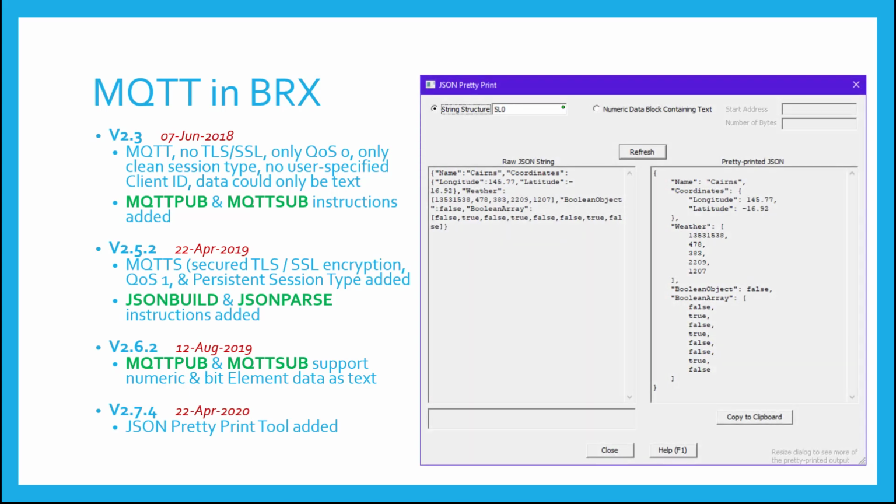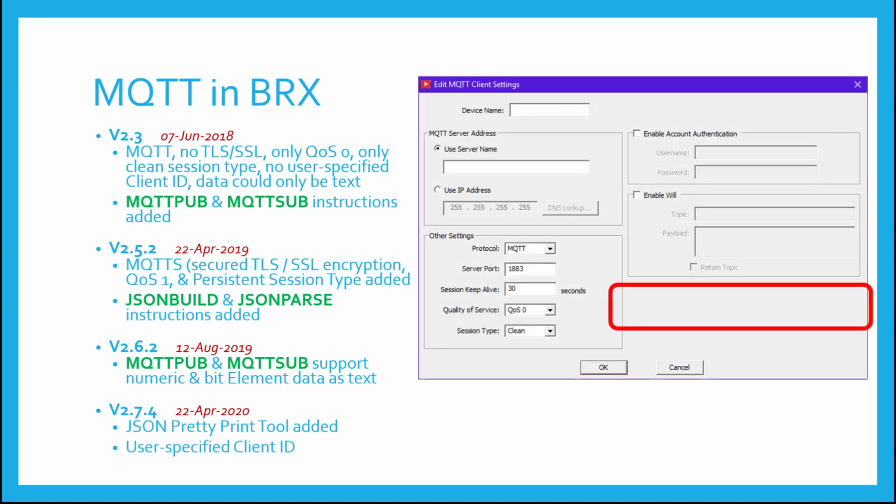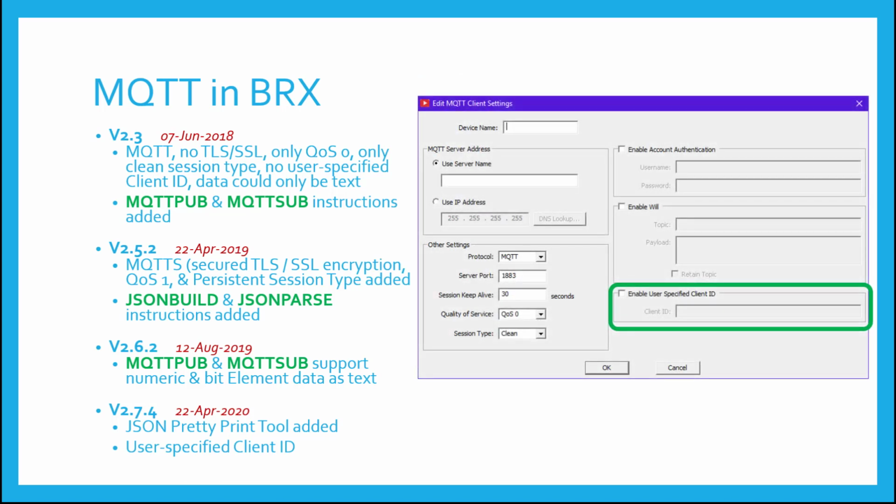This added a tool for viewing JSON data in a pretty format. JSON data comes back in a single string, yet it can have many nested topics or objects. Viewing it as a single string is very difficult. The new tool allows you to view the JSON data string in such a way that it's easy to view and to pick out what you're interested in. Also, the client ID that in previous versions was generated automatically by Do More was now allowed to be user specified in a 64-byte string.